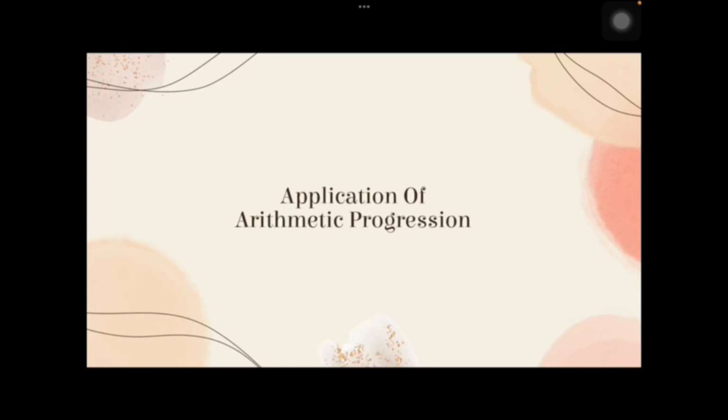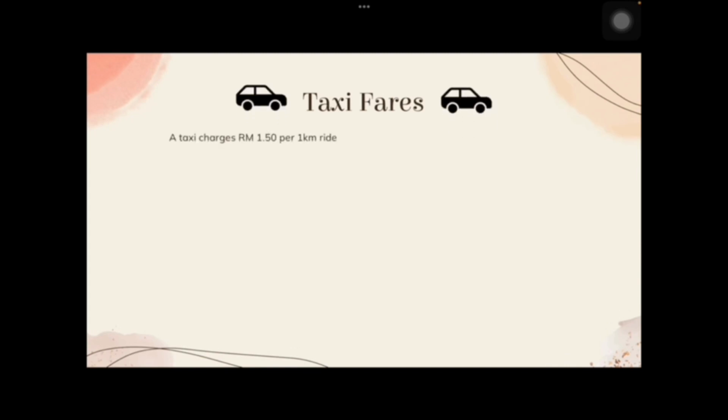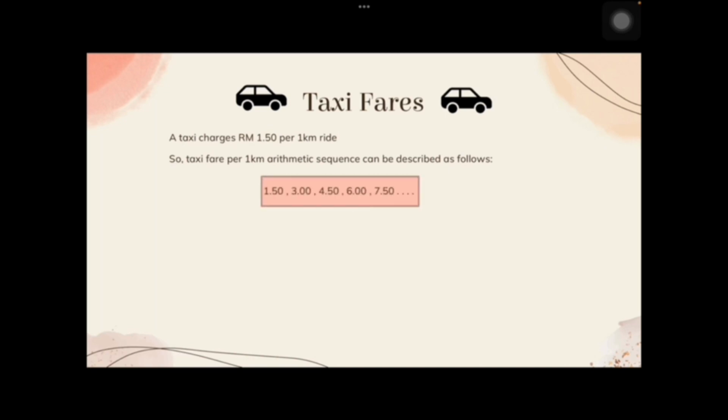So now we're going to continue with application of arithmetic progression in daily life. The first one is taxi fares. If a taxi charges RM1.50 per 1 kilometer ride, the taxi fare per kilometer arithmetic sequence can be described as follows: RM1.50 for 1 kilometer, RM3 for 2 kilometers, and so on. So, what is the taxi fare that Wazir needs to pay if the distance of the ride is 60 km?